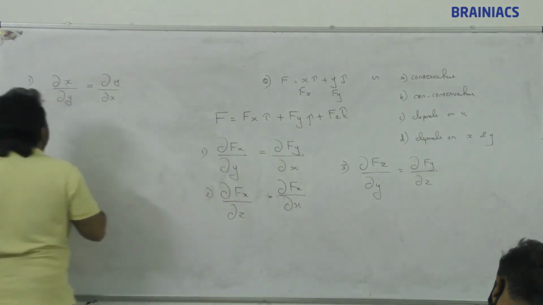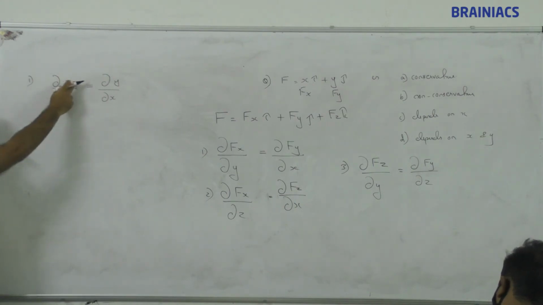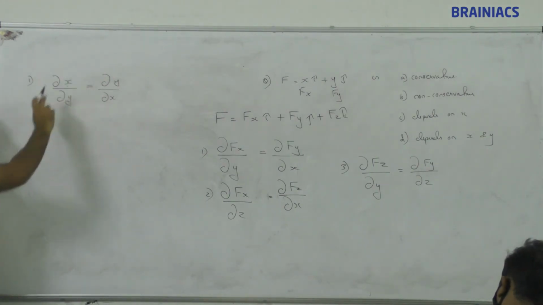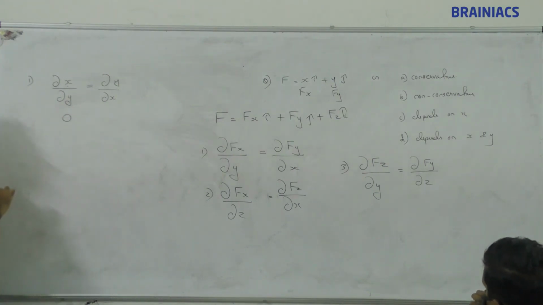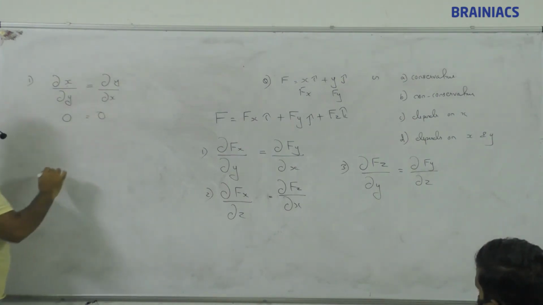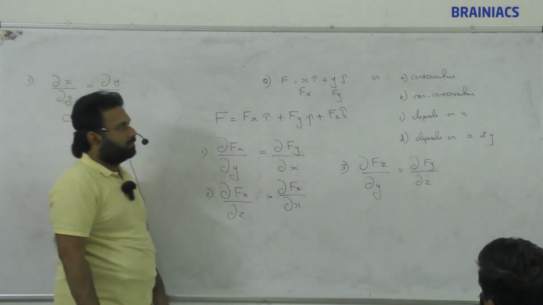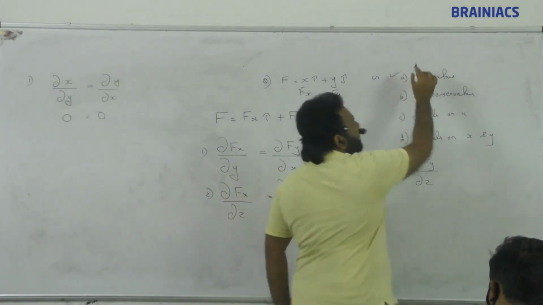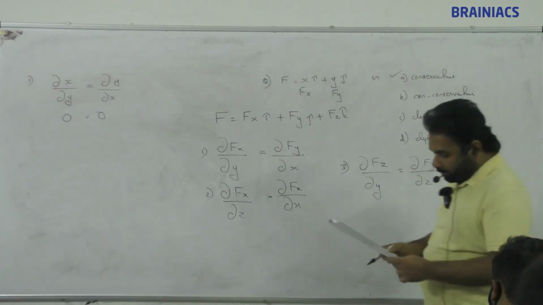What is ∂fx/∂y? Differentiation of x with respect to y, considering this as constant, this is going to be 0. Differentiation of y with respect to x, what? 0. Correct? Is there anything else to check? x term, z term is not there. So this is actually a conservative force. Clear in this?